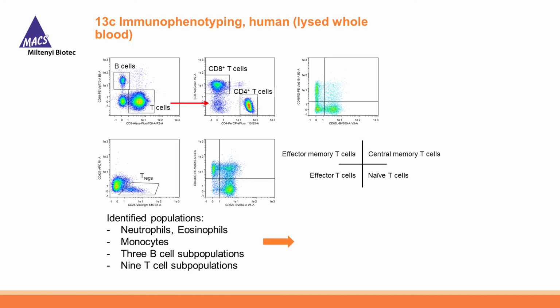Going from the T cell gate, we have CD8 and CD4 subpopulations, and then from there we're able to look at the effector memory, central memory, naive, and effector populations from both of these different CD4 and CD8 subsets. In addition to that, from the inclusion of CD127 and CD25, we're also able to quantify the Tregs that are present in our sample as well.